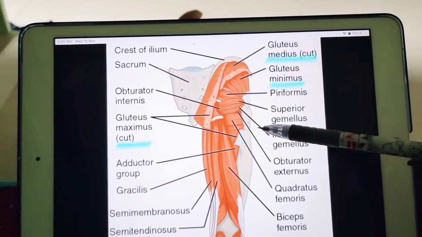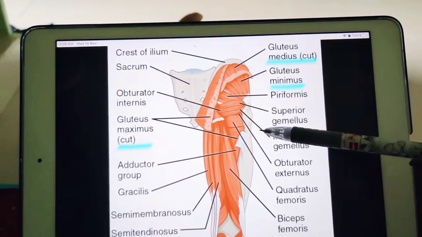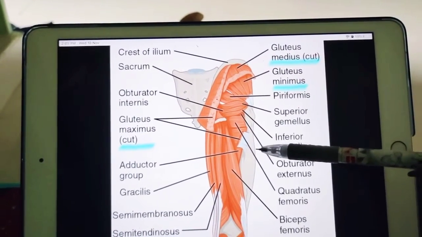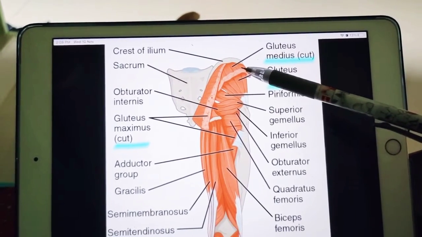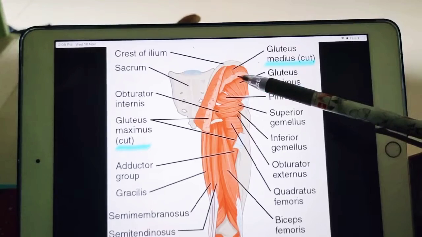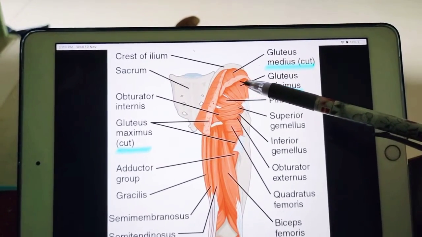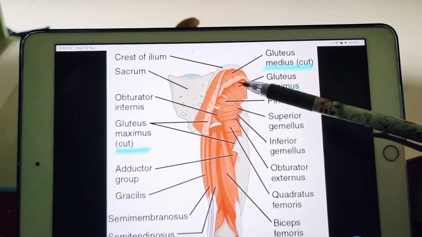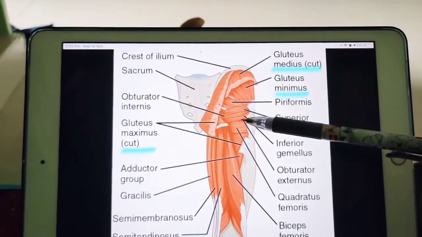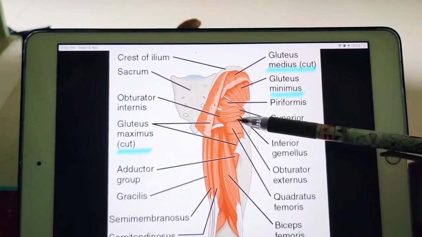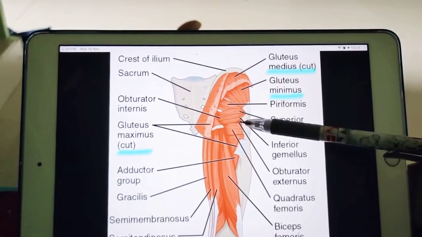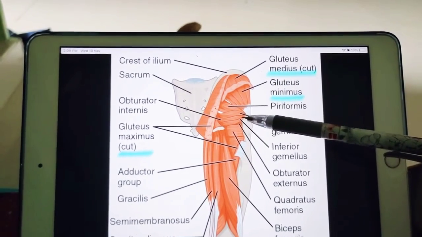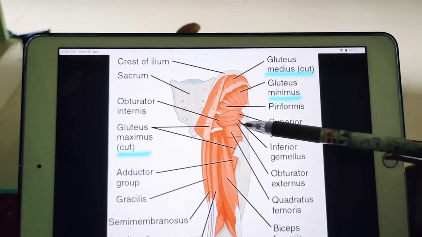Gluteus medius and gluteus minimus have almost the same origin and insertion. In the case of medius, it is inserted into an oblique ridge on the lateral surface. There is a ridge running downwards and forwards on the greater trochanter. Whereas the gluteus minimus is inserted on a ridge on the lateral part of the anterior surface of the greater trochanter.